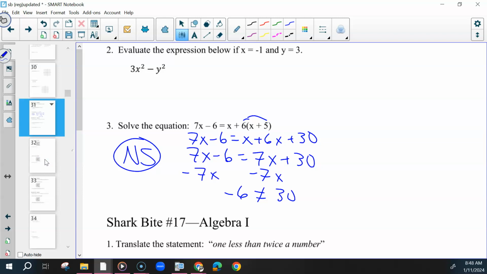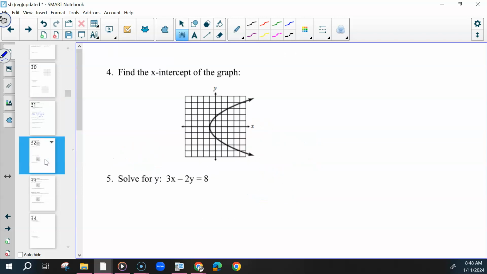Number 4. Find the x-intercept of the graph. There's only one, at (-1, 0). This one couldn't be done on Desmos because you have to know the equation of the graph.